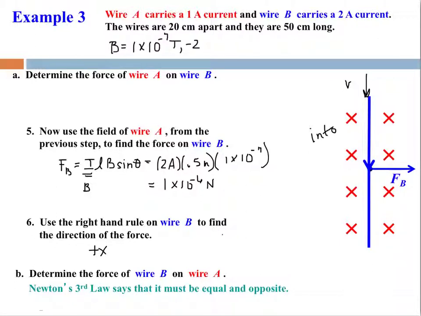And then finally, we're asked to determine the force on wire B by wire A. Actually, I'm sorry, determine the force of wire B on wire A. But again, Newton's third law says that these forces must be equal and opposite. So the force is still just 1 times 10 to the negative 6. But now it's opposite in direction, so this now goes to the negative x direction.